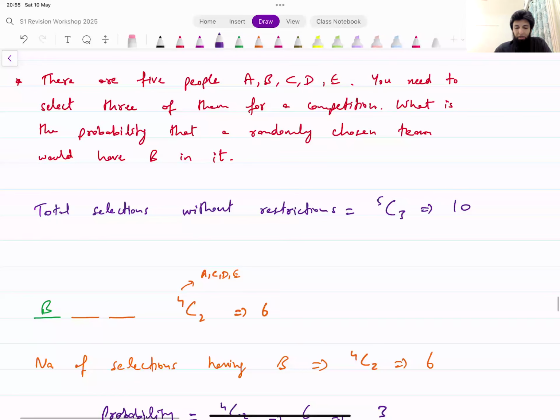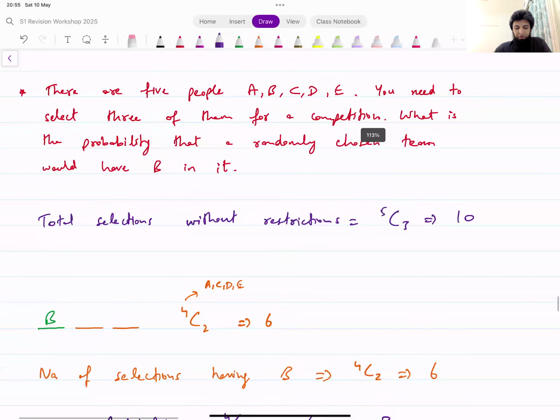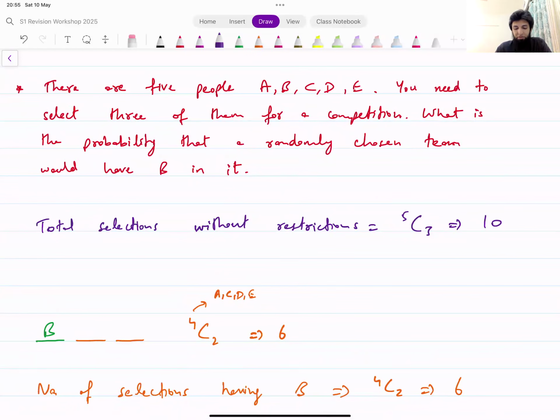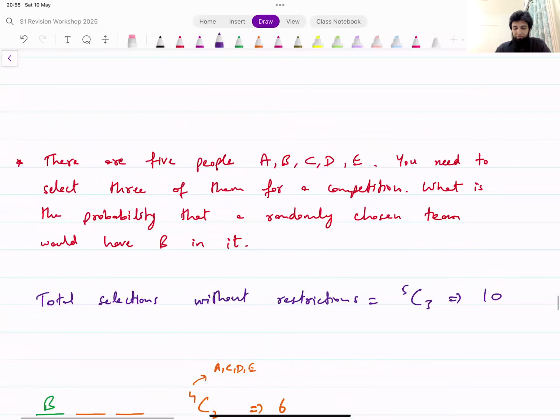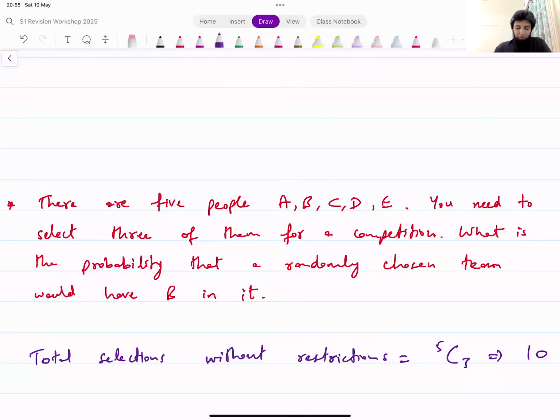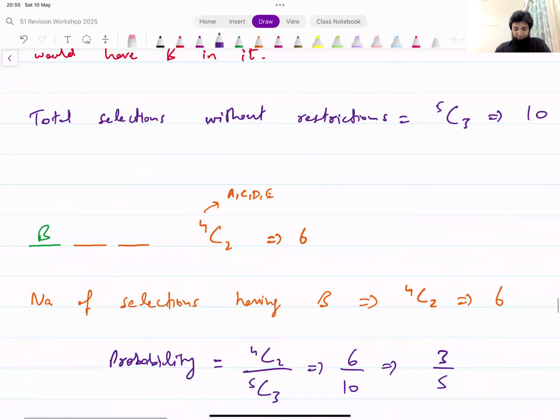Let's consider this now. There are 5 people, A, B, C, D, E. You need to select 3 of them for a competition. What's the probability that a randomly chosen team would have B in it? Now, sometimes they ask you for probability like this as well. Now, we have done probability already. That's number of favorable outcomes divided by the total number of possible outcomes.